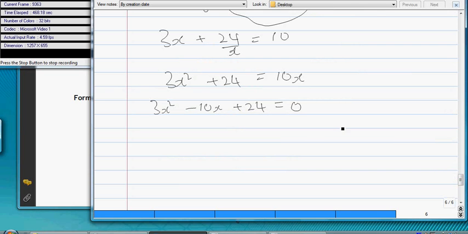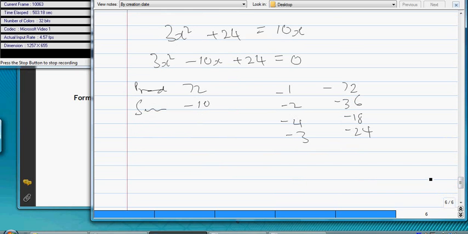Now, since I've invented it, it probably doesn't work out nicely, but we might try product and sum first of all. The product is 3 times 24, which is 72, and the sum is minus 10. So we're looking, hopefully, for two numbers which multiply to give 72, maybe 1 and 72, but obviously not, because they've got to add up to minus 10. So maybe it's minus 1 and minus 72, but obviously it isn't. Maybe it's minus 2 and minus 36, but it isn't. Maybe it's minus 4 and minus 18. I've missed out minus 3. Maybe it's minus 3 and minus 24. Since I've just invented it, it probably doesn't work. So we'd have to use completing the square.